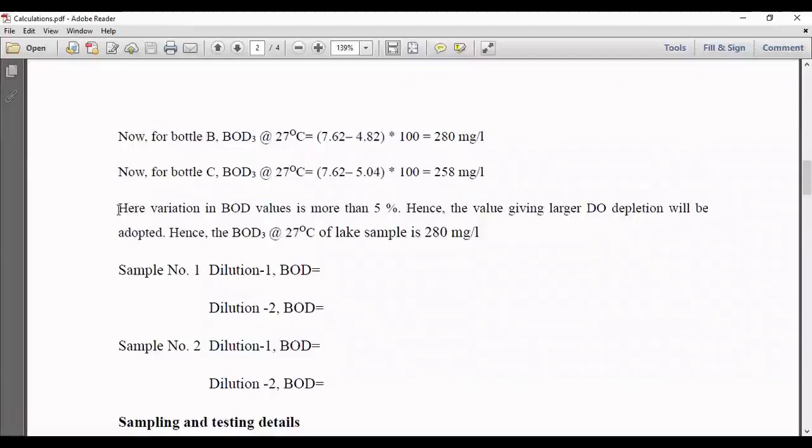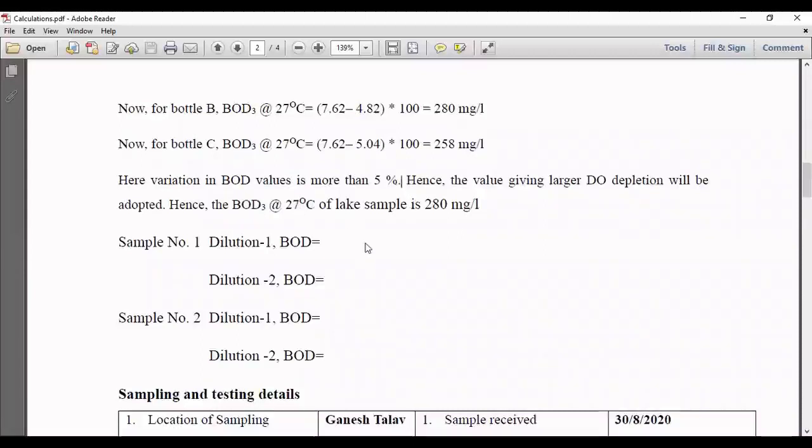Now, during the discussion, we have seen that if the variation in the BOD values is more than 5%, the BOD value which was found with respect to the larger DO depletion value is to be considered. So here, the variation comes out to be 8%, which is more than 5%. So what we have taken is the value which came across the larger DO depletion value, that is, the BOD 3 at 27 degrees Celsius for the lake sample is 280 mg per liter.